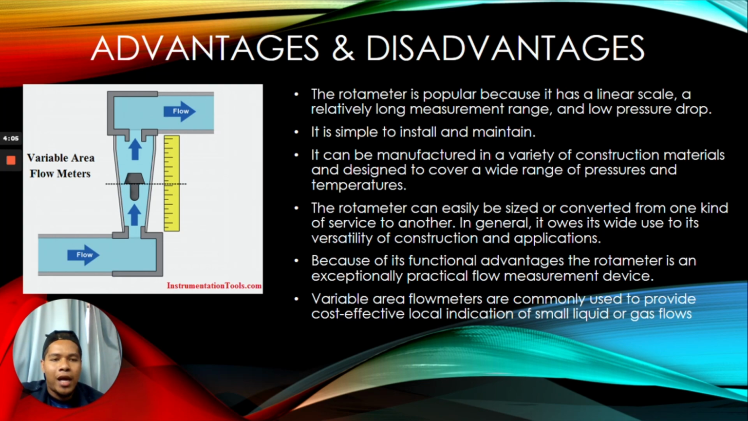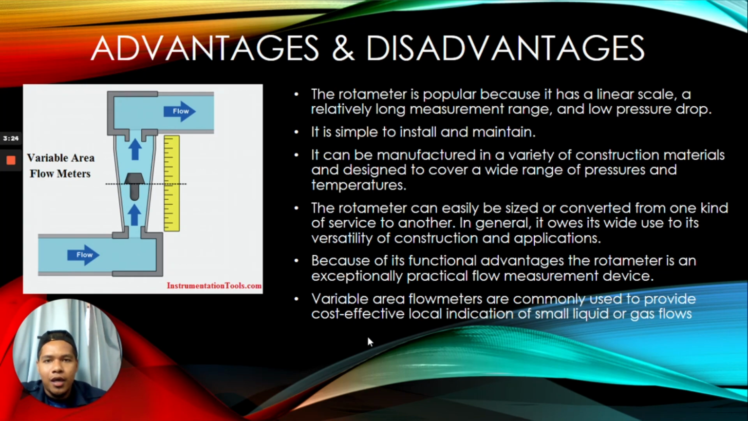In general, it is used for versatility of construction and application. Because of its very functional advantages, the rotameter is an exceptional practical flow measurement device. Variable area flow meters are commonly used to provide cost-effective local indication of small liquid or gas flow.